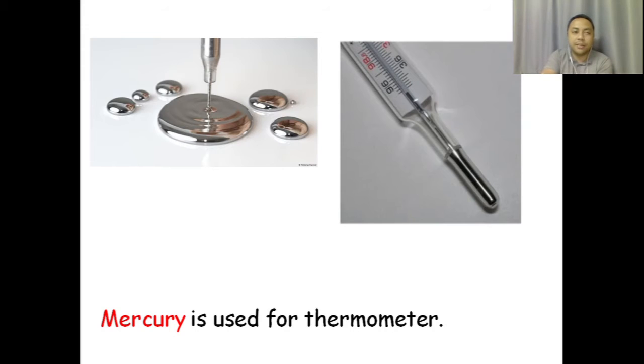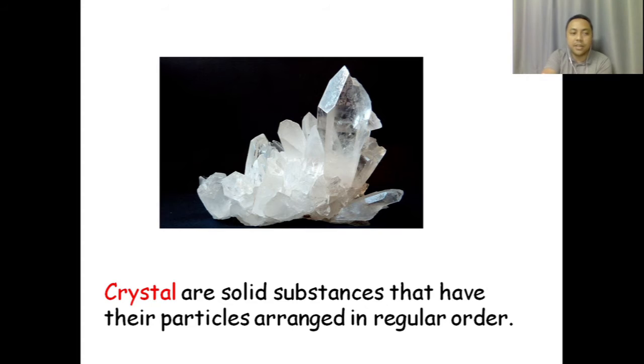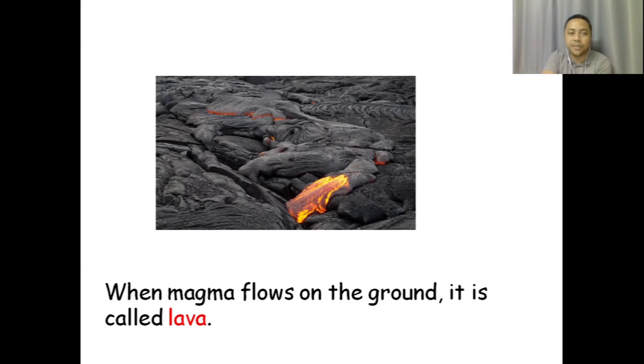Mercury. These are called mercury. Mercury is used for thermometer. Mica. Mica is used for cosmetics. Crystal. Crystal are solid substances that have their particles arranged in regular order. This one here is a lava. When magma flows on the ground, it is called lava.